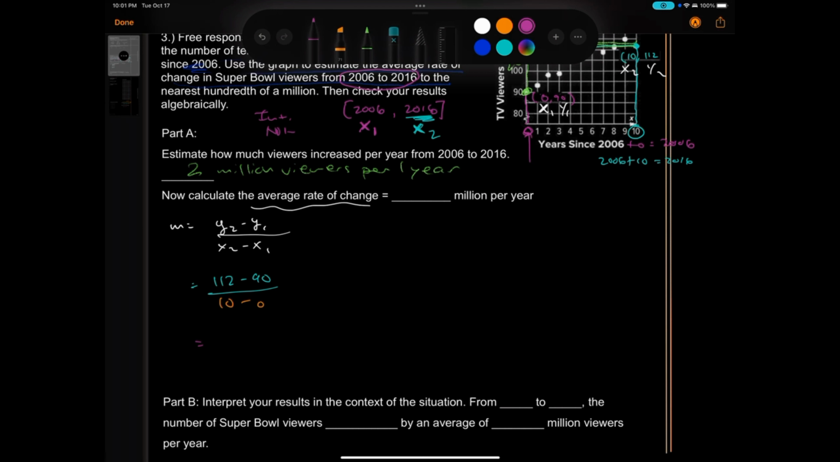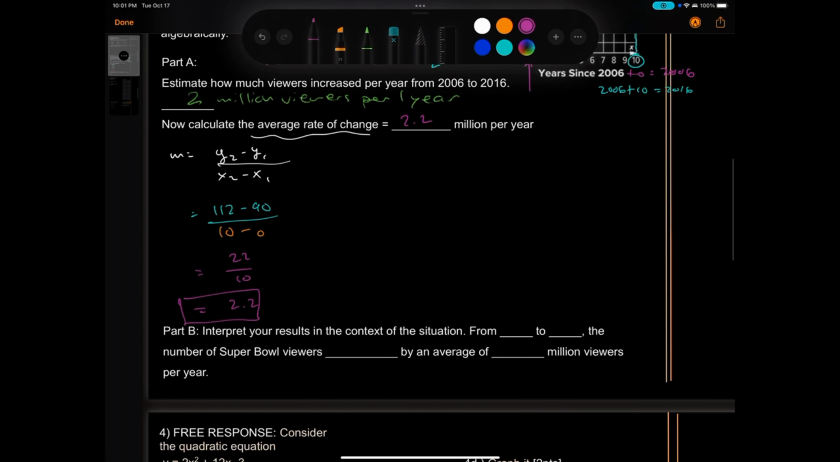So we're going to get 22 over 10, which gives us 2.2. So we think it'll increase 2.2 million per year.